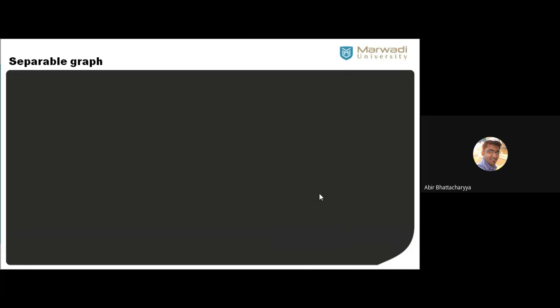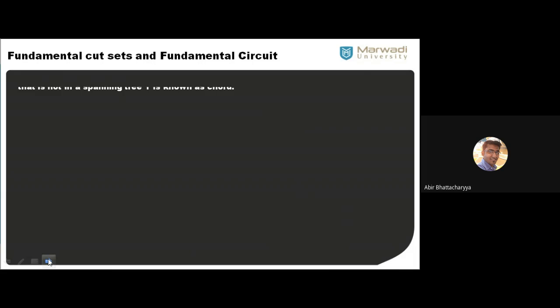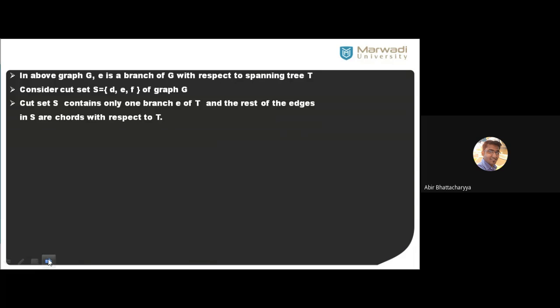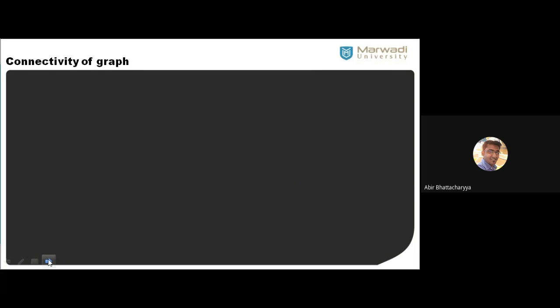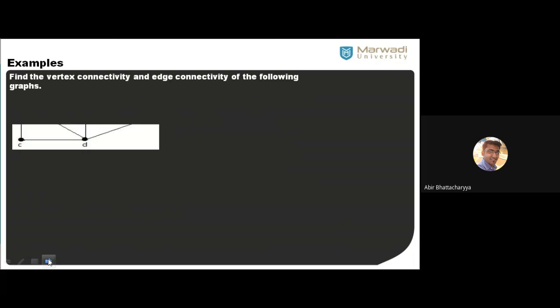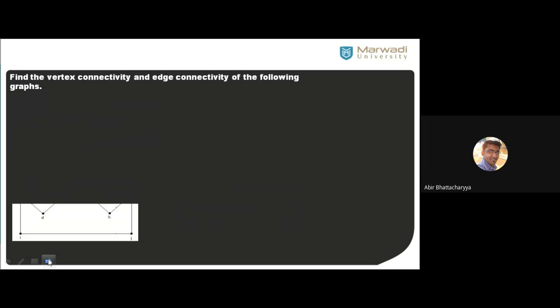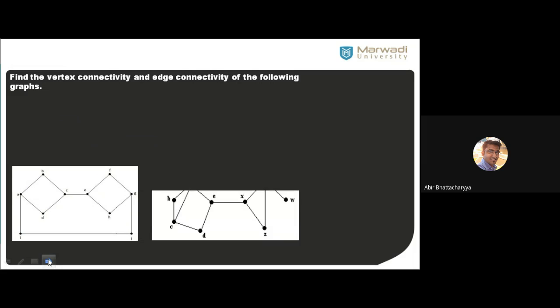So, if you recall, last day we discussed fundamental cut set, fundamental circuit, edge connectivity and vertex connectivity. We have solved a few problems, right? So let me check how many problems we have solved and how many are left. This question is solved. This one is solved.